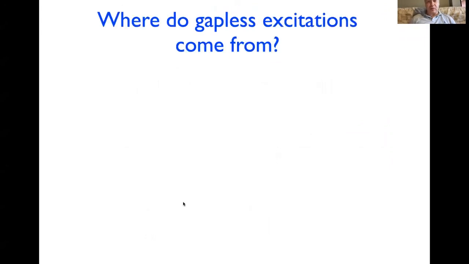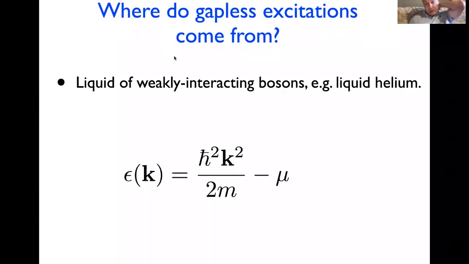Since this is supposed to be a colloquium, let me start from afar. Let me start by asking the following question that any physicist, not just condensed matter, should be able to relate to, which is: where do gapless excitations come from? Let me illustrate what this means on the example of a prototypical condensed matter system, which is a liquid of weakly interacting bosons, which can, for example, represent liquid helium. If I completely ignore interactions, then the kinetic energy of these bosons is just p squared over 2m, and it's natural to count that from the value of the chemical potential mu.